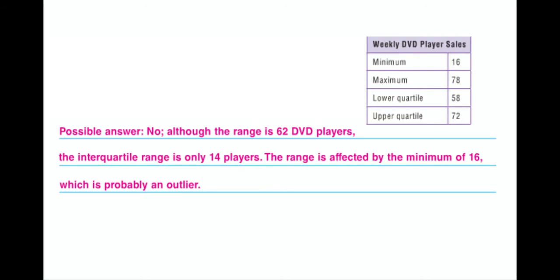So pretty much the majority of the other weeks are clustered here, your lower and upper quartile. That's telling me that the cluster or a majority of the sales were between 50 and 70. So that would be pretty consistent sales besides maybe this one bad week. So that is your answer.